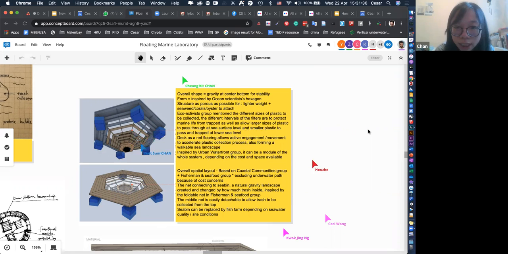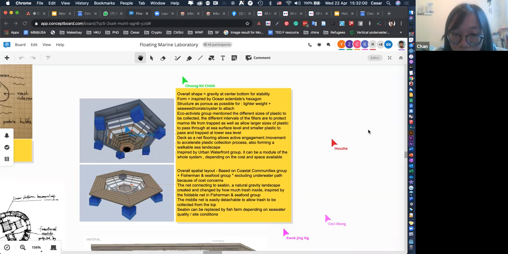And the overall shape is to have the heaviest gravity center at the bottom. So this is the bottom view, viewing from under the sea. The hexagon form is inspired by the ocean scientists. And then it can also be a modular thing, inspired by the CC and Oswin group.